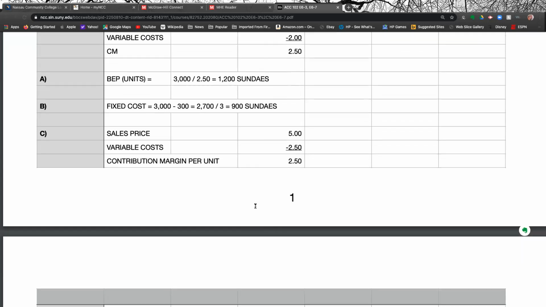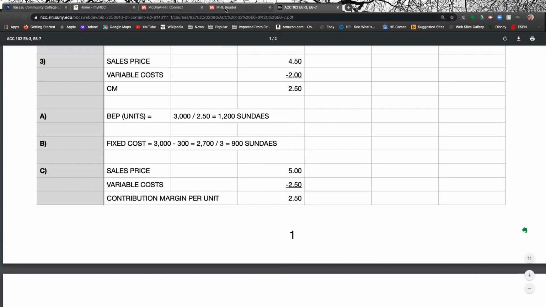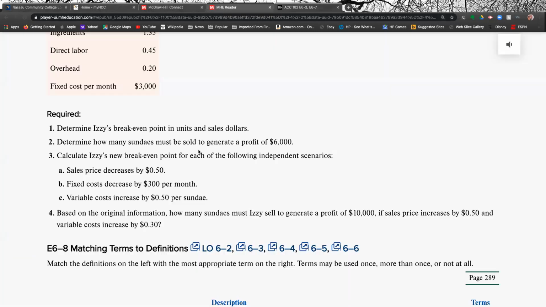Let's take a look at Part C. Part C says, what if variable costs increase by 50 cents a sundae? Now, what's the difference between Part A and Part C? The net effect is the same, right? In Part A, the sales price went from $5 to $4.50. Here, the variable costs are going to increase from $2 to $2.50. So the answer is going to wind up being the same. You'll see.